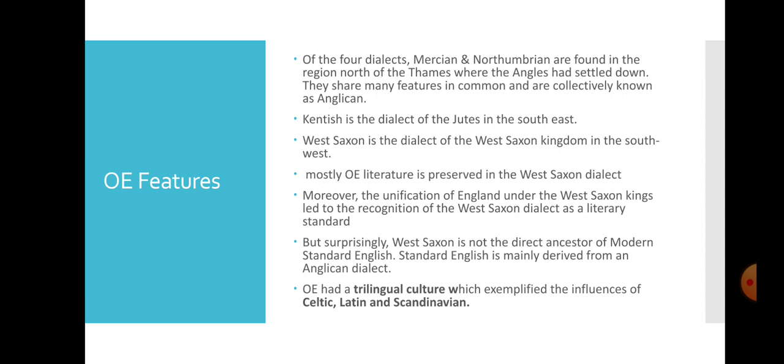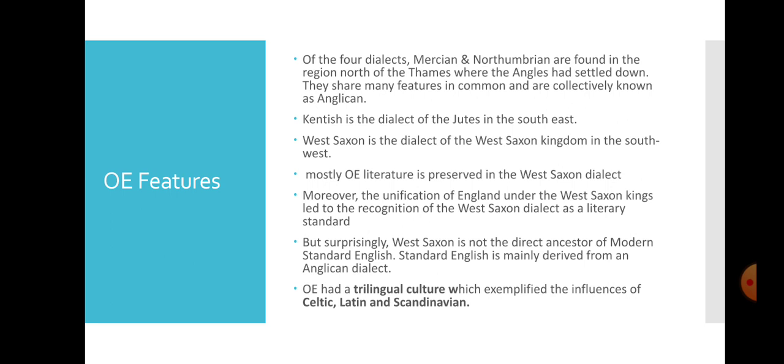Of the four dialects, Mercian and Northumbrian were found in the region north of the Thames, the place where the Angles had settled down. These two dialects were associated with the Angles, one among the three Germanic tribes of the Anglo-Saxons. The others are the Saxons and Jutes. Mercian and Northumbrian were prominent in the region north of the Thames where the Angles settled. They share many features in common, and they are collectively called the Anglican dialect.